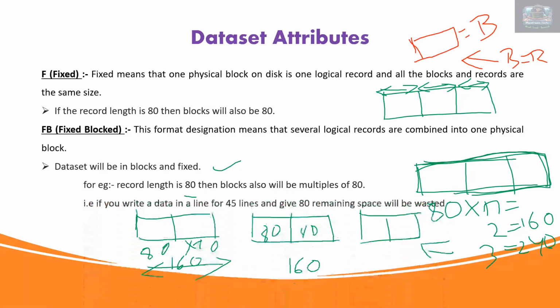We have a disadvantage here. Suppose this is your block size and you are writing data in it, and you need only 45 lines of data, and you wrote till 45. The remaining space is wasted. You cannot use this space. If the next data comes, it will go to another fixed block, and the next record will start there. So that's how the fixed and the fixed block record formats work.